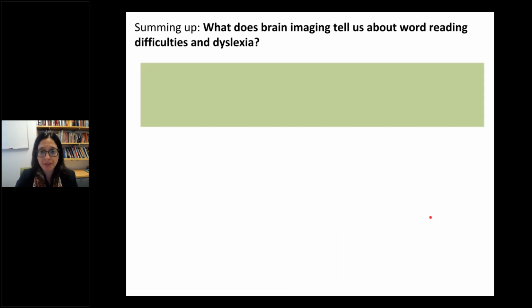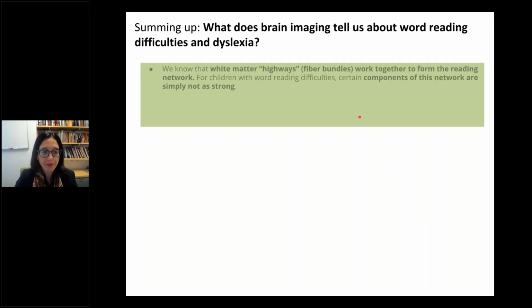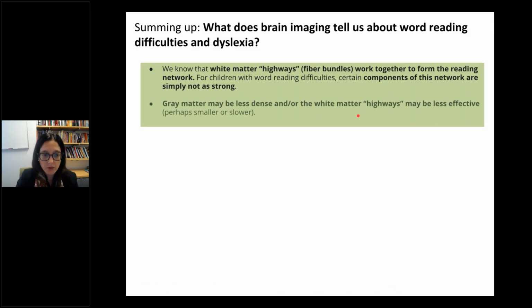So just to kind of sum up here, because I've gone through the key findings from the neuroscience pretty quickly. We're not totally done, but I wanted to sum it up for a little bit. We know that we have these white matter highways, which are the connective networks that work together to form the network, right? And with children with word reading difficulties, this network is simply not as strong. Their gray matter may be less dense, and or the white matter highways connecting these gray matter areas may be less effective, perhaps smaller or slower.